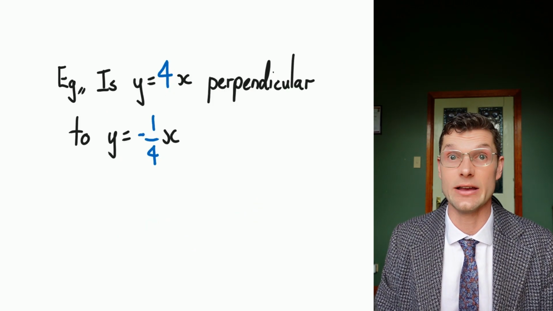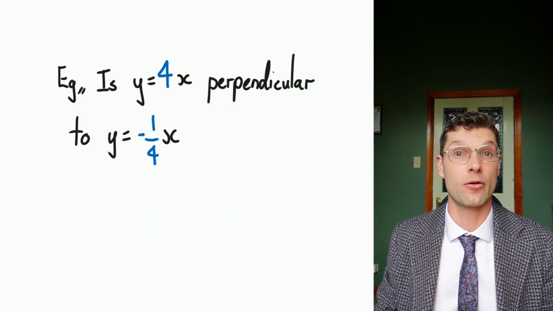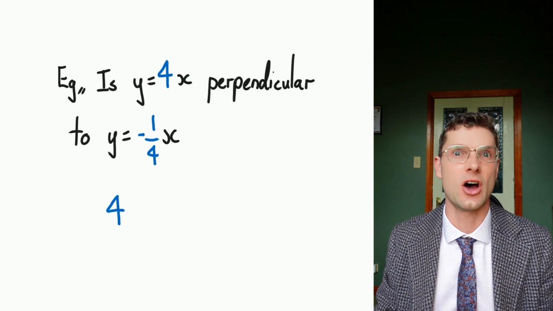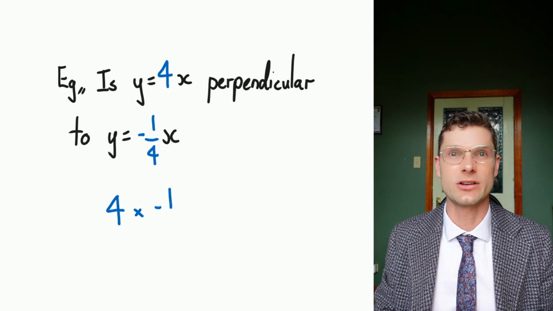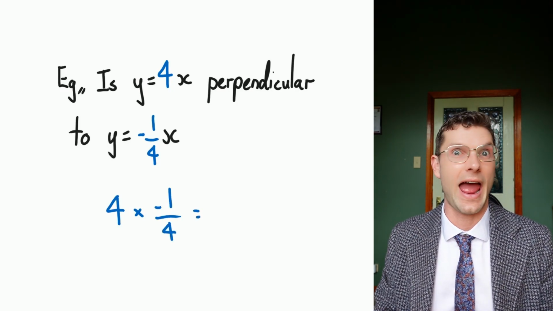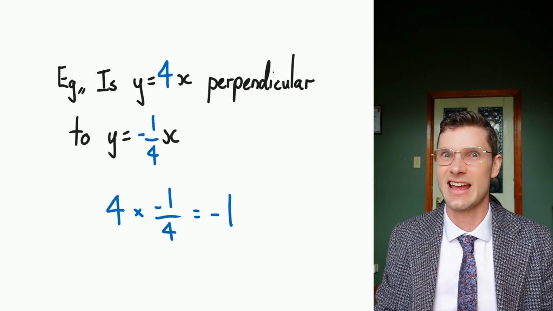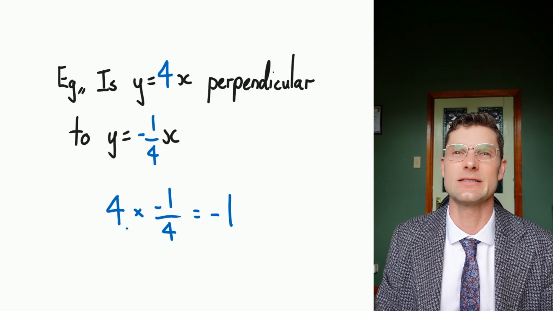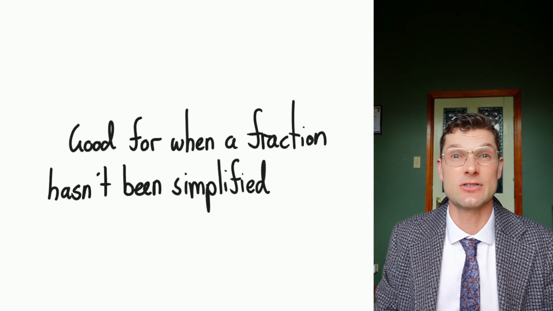So are these two lines perpendicular? I've got y is equal to 4x and y is equal to negative a quarter x. All I've got to do is 4 times negative a quarter. 4 times negative 1 is negative 4, and then 1 times 4 is equal to 4. Negative 4 divided by 4 is equal to negative 1. So these two lines must be perpendicular. So that question was obviously pretty easy.